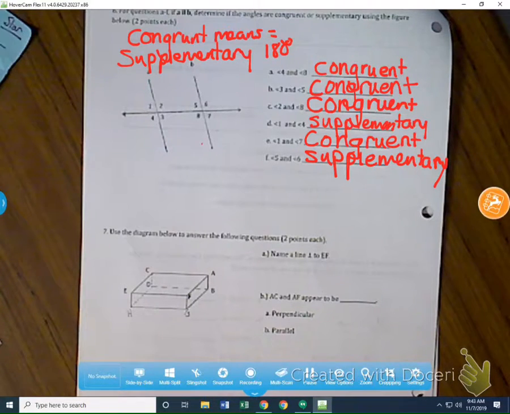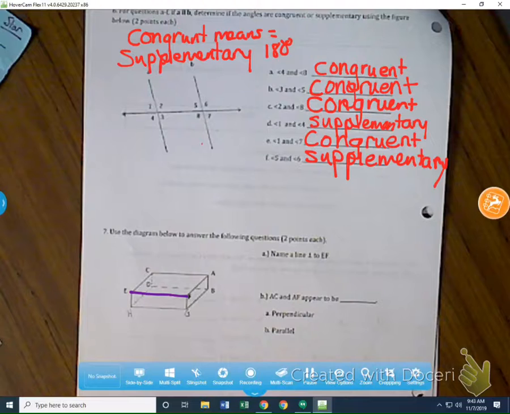Okay. Number 7. Use the diagram below to answer the following questions. They're 2 points each on your test. Name a line perpendicular to EF. And as I have said 5 trillion times, I think it's best to trace over what you're looking for. First we need to know what perpendicular means. It forms a right angle. Where do you see a right angle being formed? You could have had 4 different answers here.